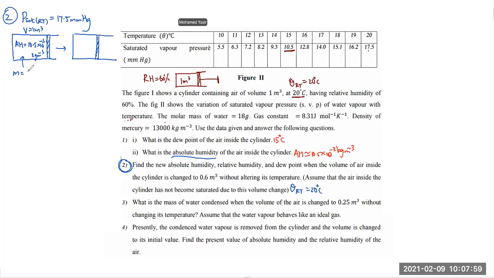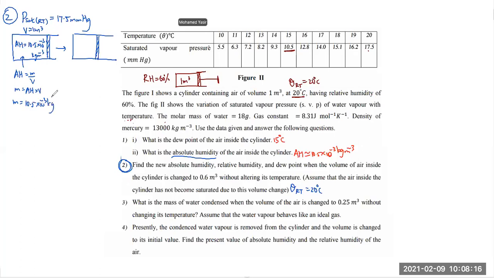Mass of water vapor is equal to... now AH is equal to mass over volume. Therefore, mass of water vapor is equal to AH into volume. Here, luckily, volume is just 1 meter cube. Therefore, mass of water vapor inside this is 10.5 into 10 to the power minus 3 kilograms.